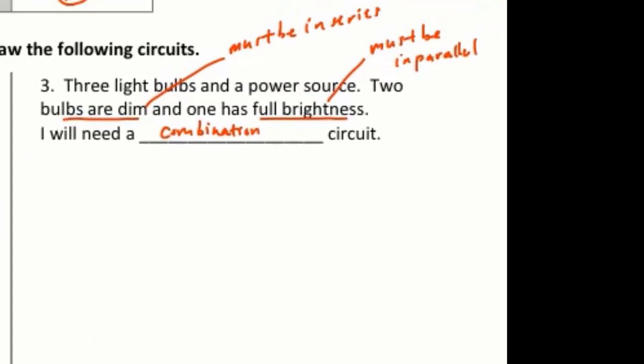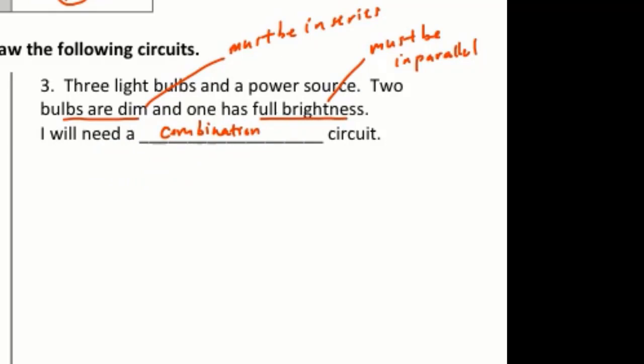Next one, number 3. So 3 light bulbs and a power source. Okay, we got 2 bulbs that are dim. That tells me that they must be in series to one another because they're sharing the electricity. And then one has full brightness, which means it must be in parallel because it has its own path to the battery. It's getting full access to the battery. So I'm going to need what's called a combination circuit.